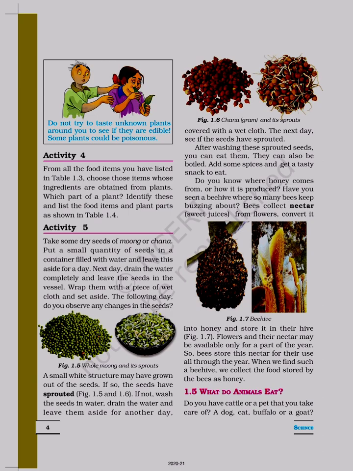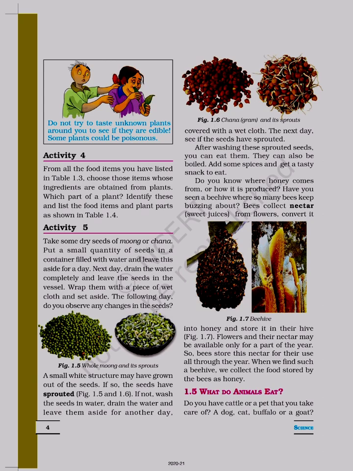Activity 5. Take some dry seeds of moong or chana, put a small quantity of seeds in a container filled with water, and leave this aside for a day. Next day, drain the water completely and leave the seeds in the vessel. Wrap them with a piece of wet cloth and set aside.